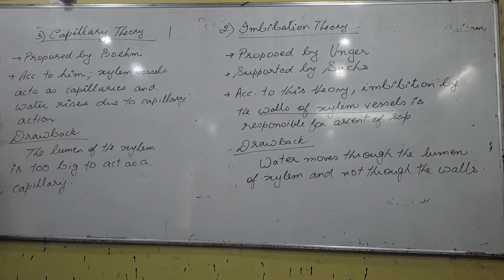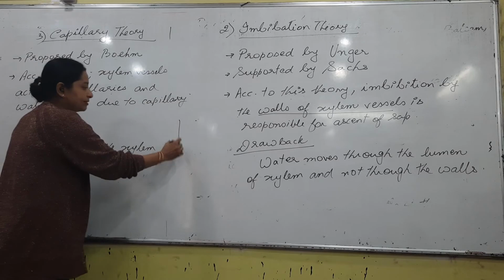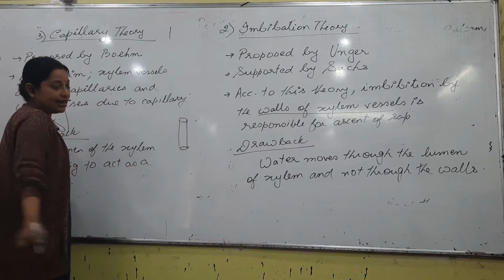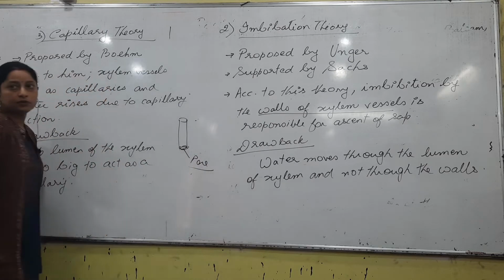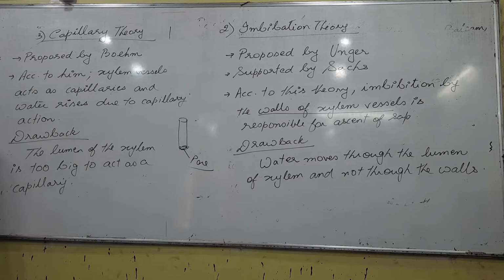Okay, next coming to capillary theory proposed by Boehm. What he said is that the xylem consists of four cells. Similarly, phloem also consists of four cells, and not all four cells of xylem conduct water, right? Only two cells conduct, xylem vessels and tracheids, right? So if you are talking about a xylem vessel, how does a vessel look? Something like a tube-like structure, right? And if this is a tube, what will this be? A pore. It's through this pore that the water will enter inside, right?